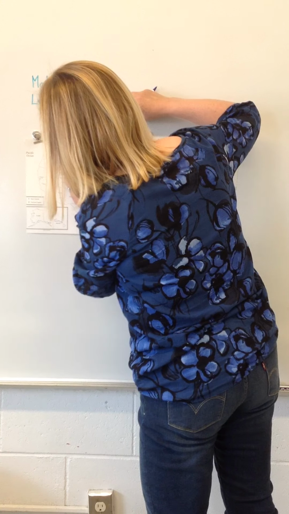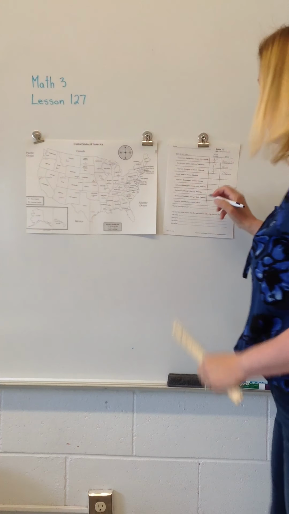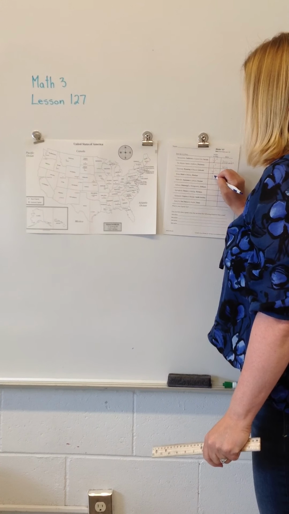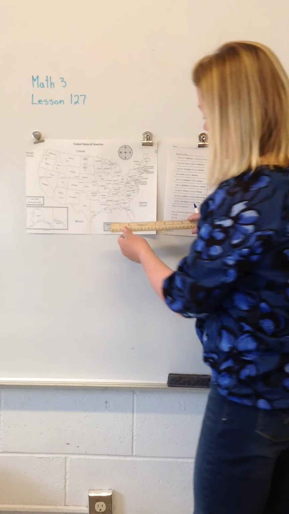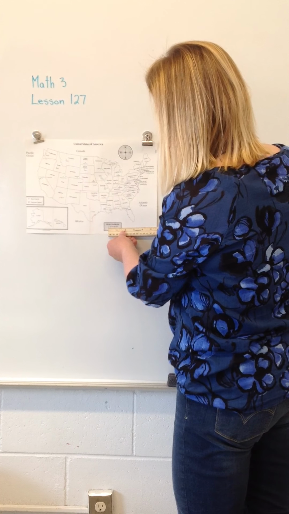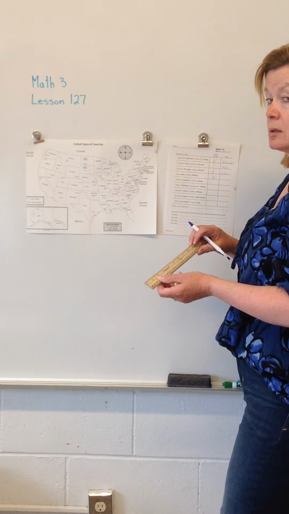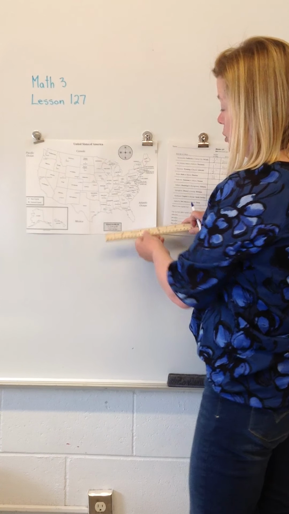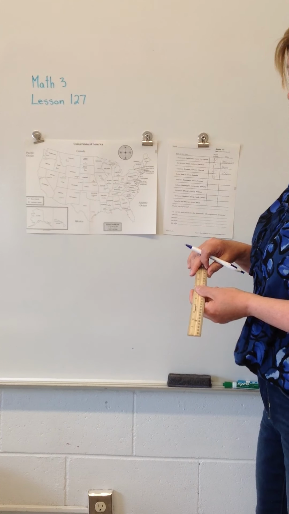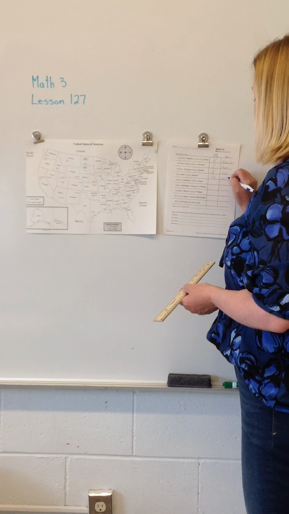I would say that that's 1.5 inches. So 1.5 inches. We haven't had that yet. So let's see what it says. So 1 inch is 400 miles. Now we need to add the 1/2 inch. So 400 plus 200 is 600 miles.